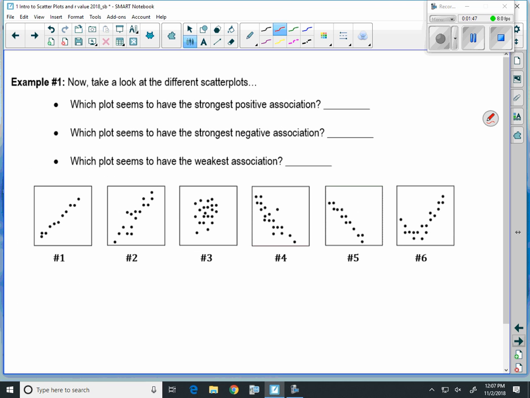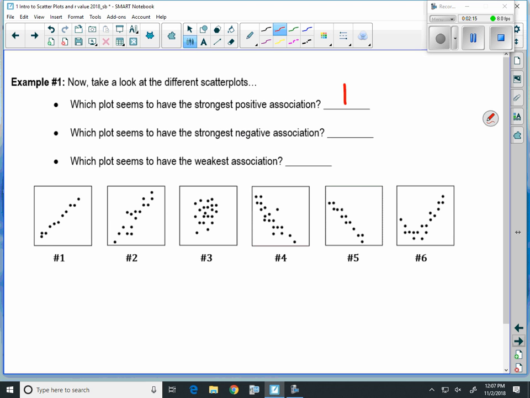It says which plot seems to have the strongest positive. So if it says positive, what am I looking for? A positive slope. Does that go up or down from left to right? Up from left to right. Which one looks pretty strong? Just shout it out. One. Two, kind of. Which one's stronger between number 1 and number 2? One. So that is the strongest positive association.